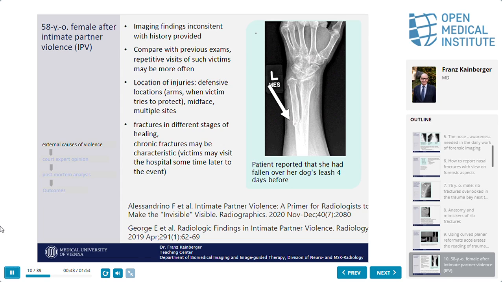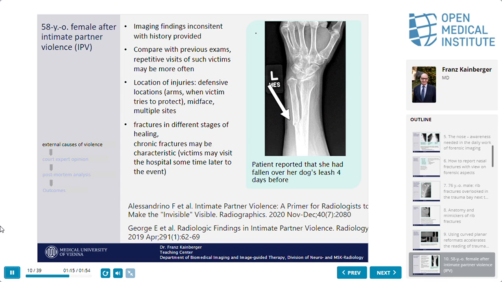You see, imaging findings inconsistent with history provided. Okay, could be here, but couldn't be. Yeah. Compare with previous exams, repetitive visits of such victims may be more often. That's very important. But it only works in those who are together with very aggressive partners, so that they seek help in the hospital more often than other people. In many cases, that's not the case, but we have to check for previous images, and that's very important.